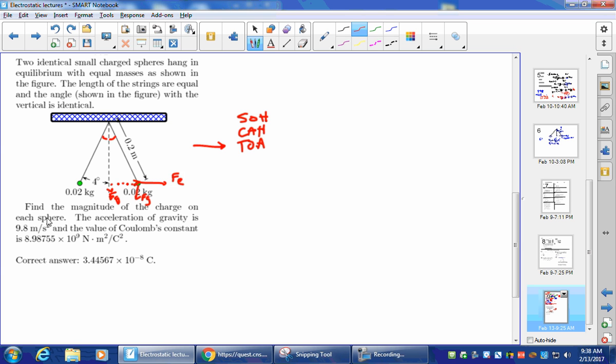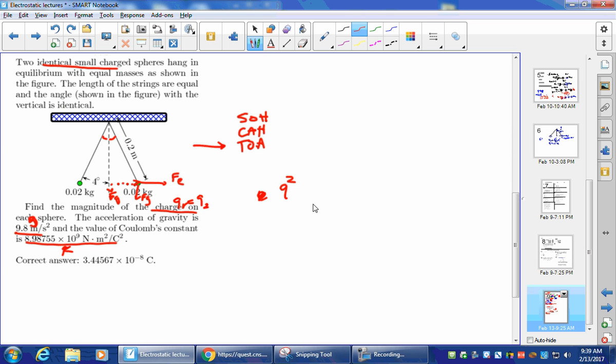Okay, the magnitude of charge of each sphere. We're looking to find the magnitude of charge in each sphere. So we're looking for the Q, right? And since these are both identical, guess what? Q1 is equal to Q2. So we can make this a Q squared, just like in the problem above. This is gravity, little g, not big G, but little g. And Coulomb's constant is this. We can use 9 times 10 to the 9 for the quiz today. It's going to be the Coulomb constant.